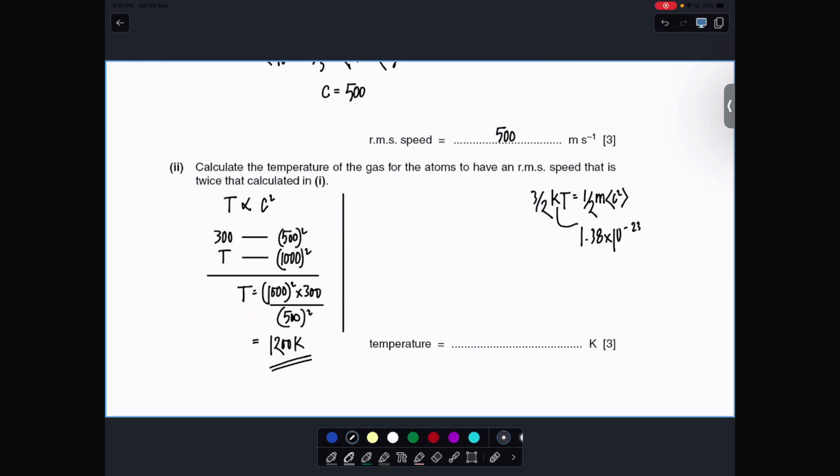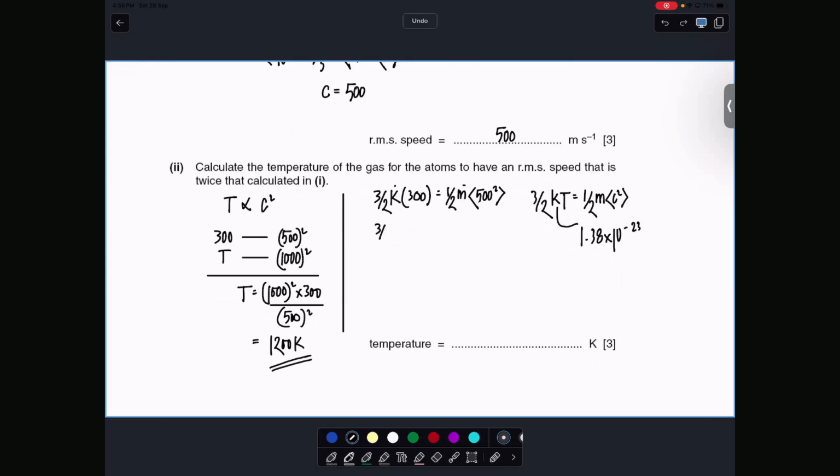Easy idea here is that you're doubling speed, right? So isn't there a square factor? So whatever the other effect is, it's going to get quadrupled, like square of 2. And if you don't understand unitary method, you can do the old way. 3 by 2 K. What's my temperature here? 300 is equal to half M, C is 500 squared. And then find a constant for M. And then again repeat the value with 3 by 2 K.